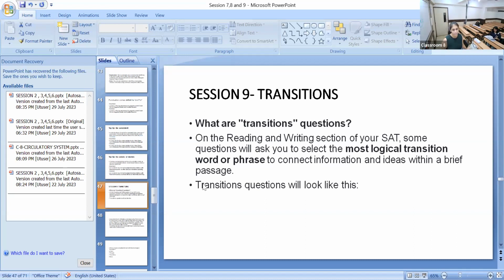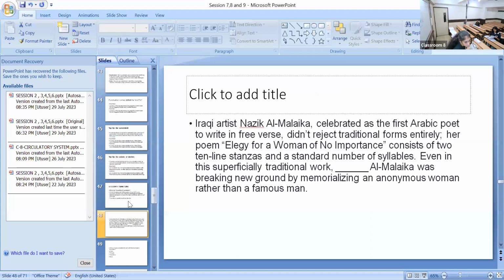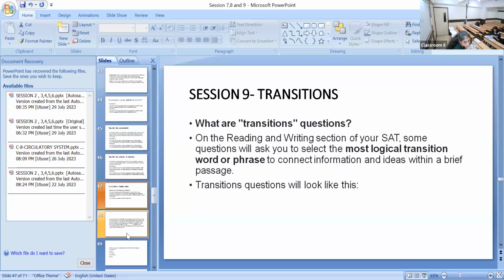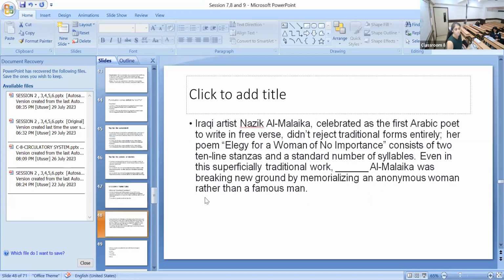So this is your session 9, that's transitions. So you would be seeing transition questions. Let me just show you an example of a transition question. So this is the kind of question, and then I'll go with the explanation.